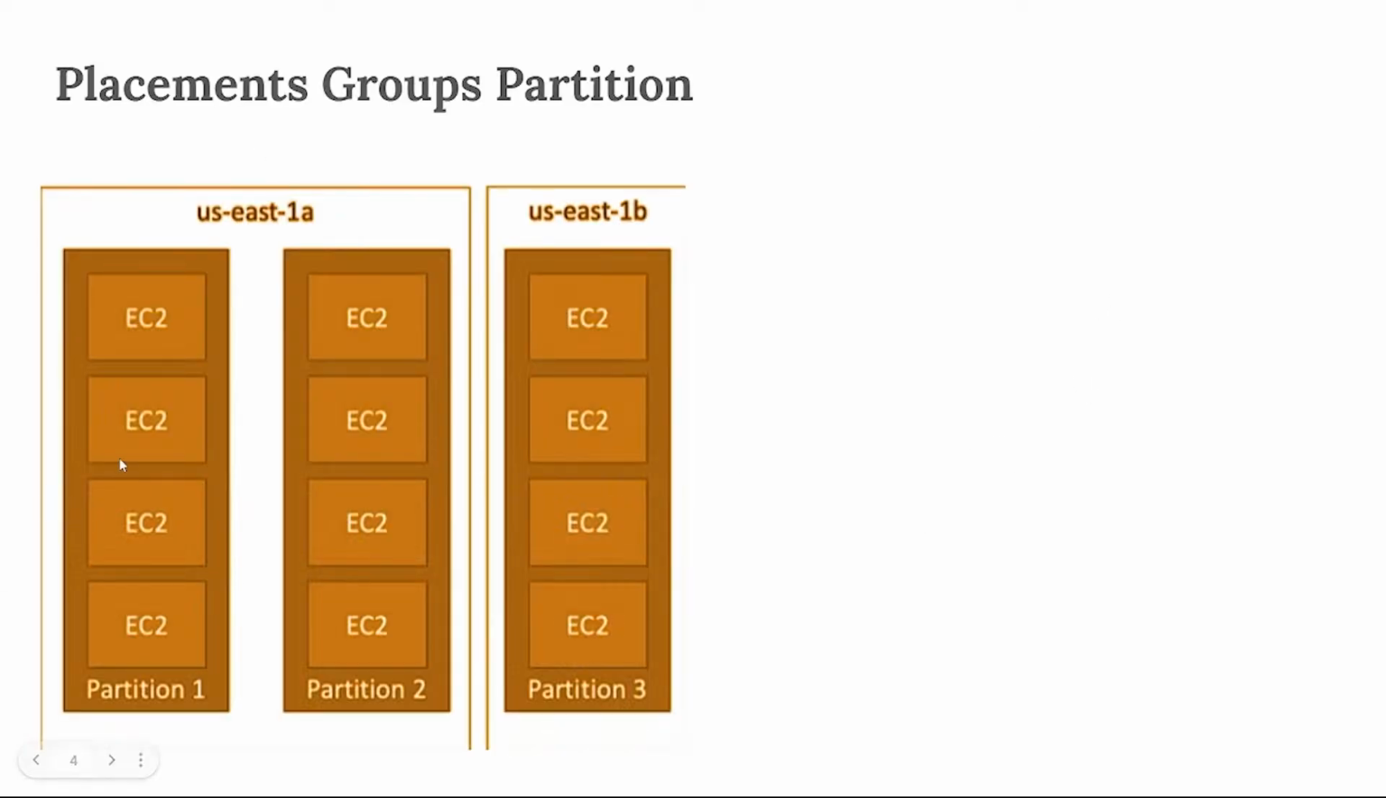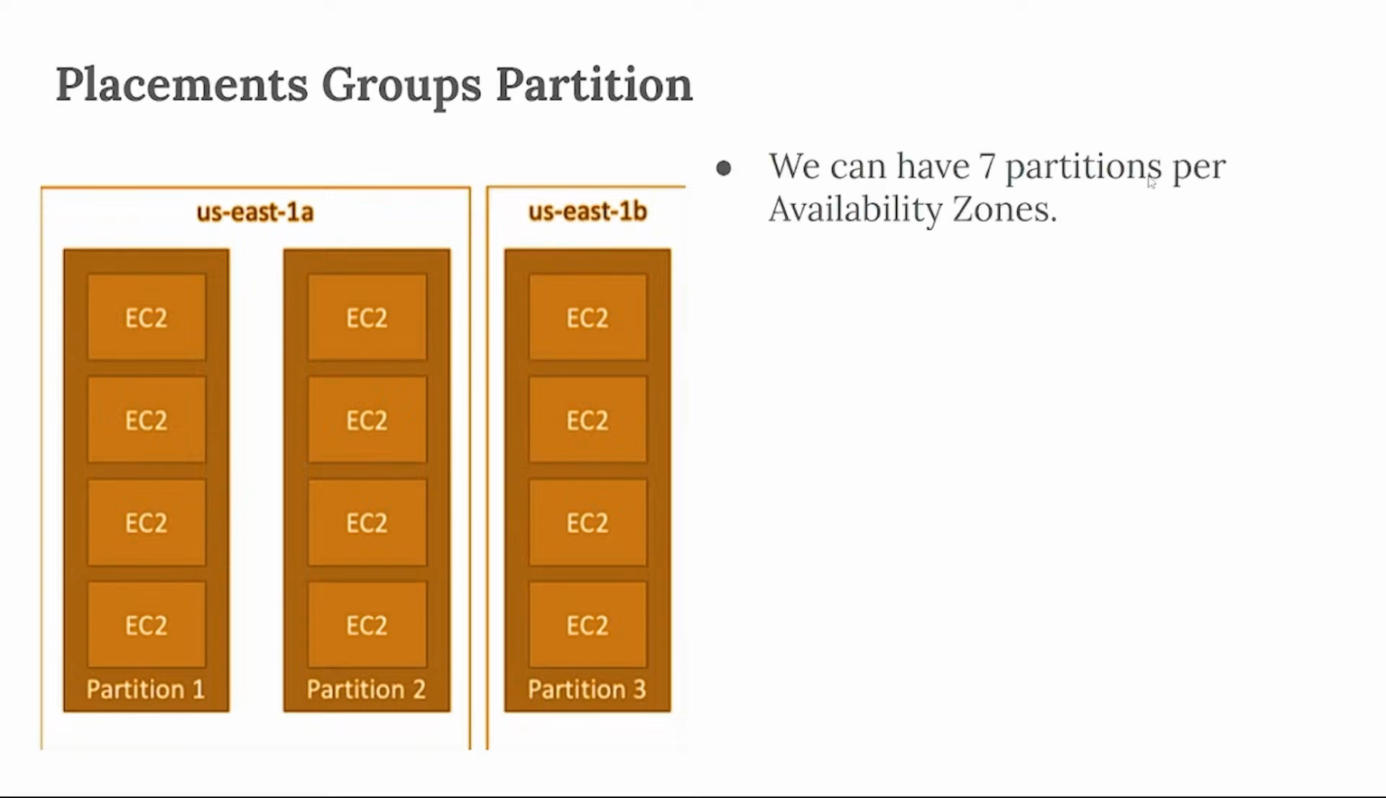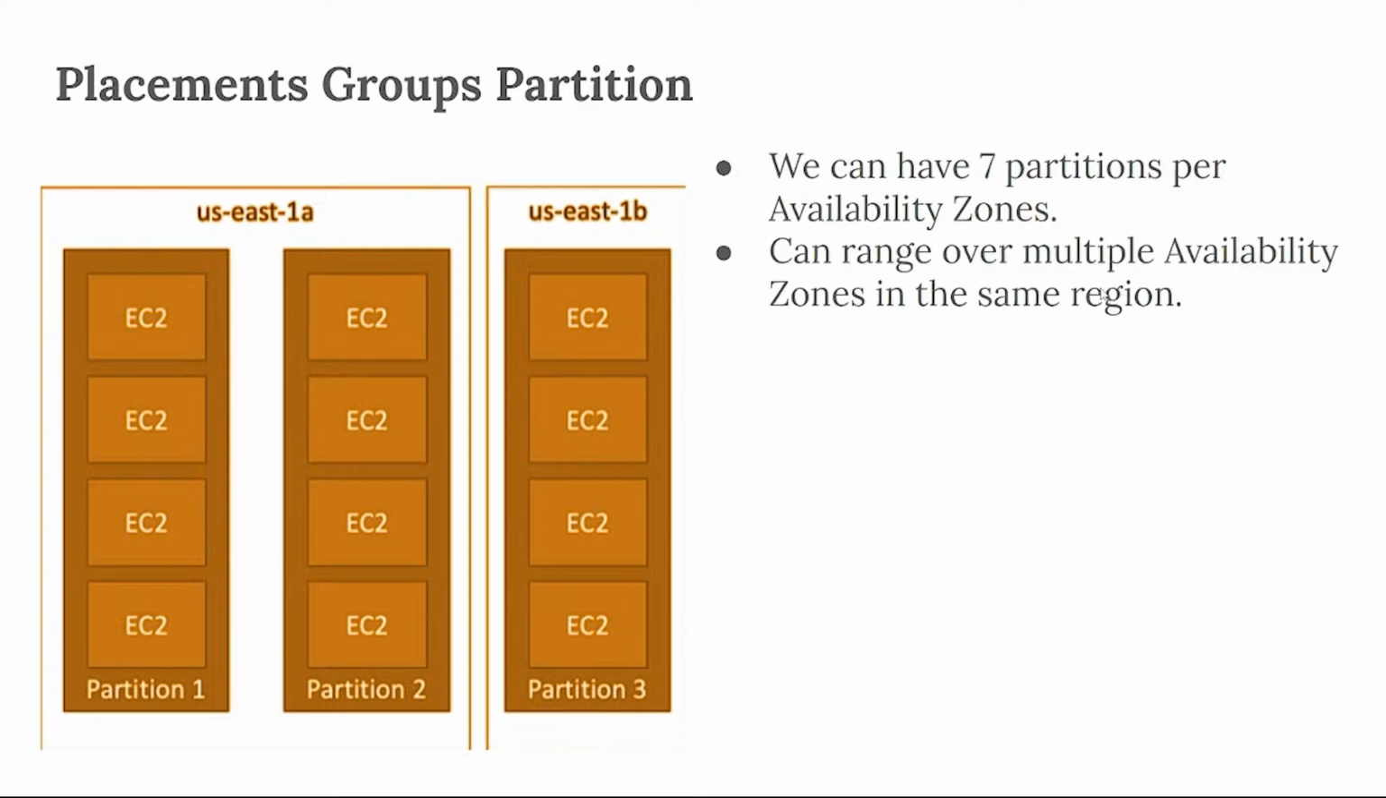Next we can use placement group partition. In this you can see partition. And what is this? In this partition placement group, we can have instances spread across partitions, in multiple availability zones. We can have 7 partitions per availability zone. So in this example, we have partition 1 in US East 1A, partition 2 in US East 1A, partition 3 in US East 1B. And on each partition, we could have many EC2 instances.